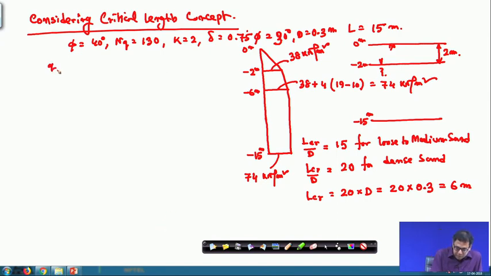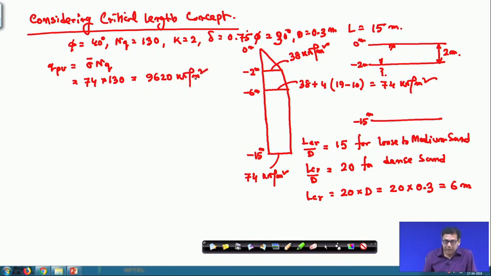So, my Q_pu is equal to sigma bar N_q, and sigma bar at the tip is 74, N_q is 130. So, this value is equal to 9620 kilonewton per meter square.